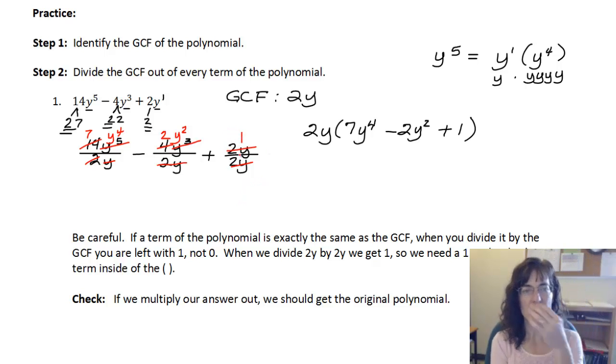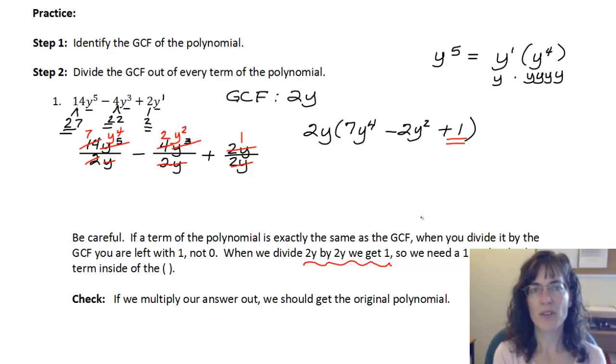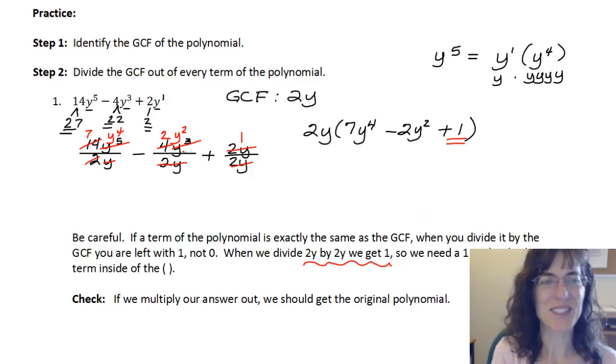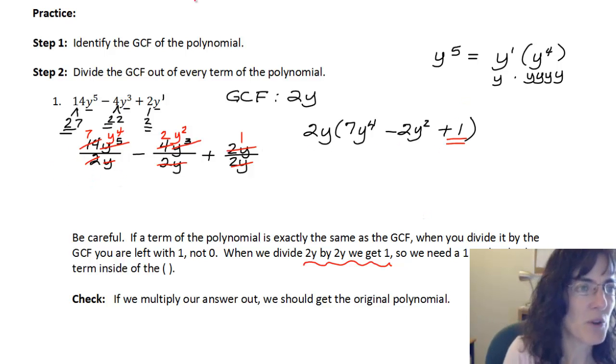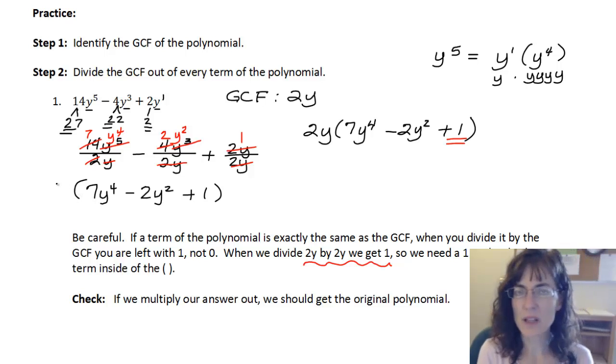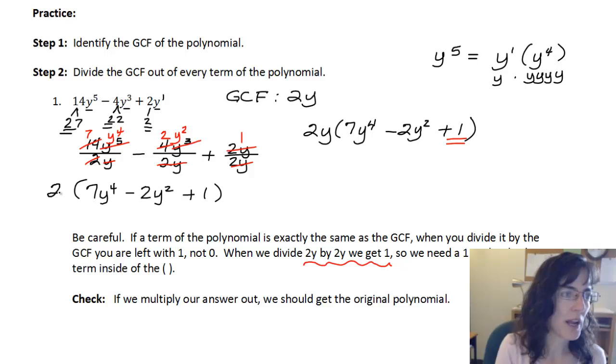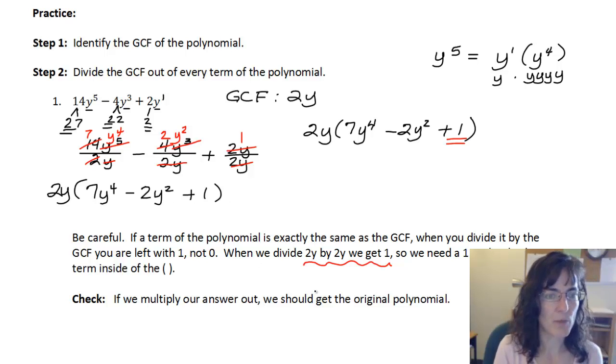Remember, when you cross things off top and bottom, you're left with a 1. So here, when we divide 2y by 2y, we get 1. And we have to have that third term there, or we'll never get back to what we started with. Okay. So let's see, what do we have left now on this one? We have 7y to the fourth minus 2y squared plus 1. Remember, that's the part that goes inside the parentheses, and out front I have to have that greatest common factor. And so 2y is that greatest common factor.